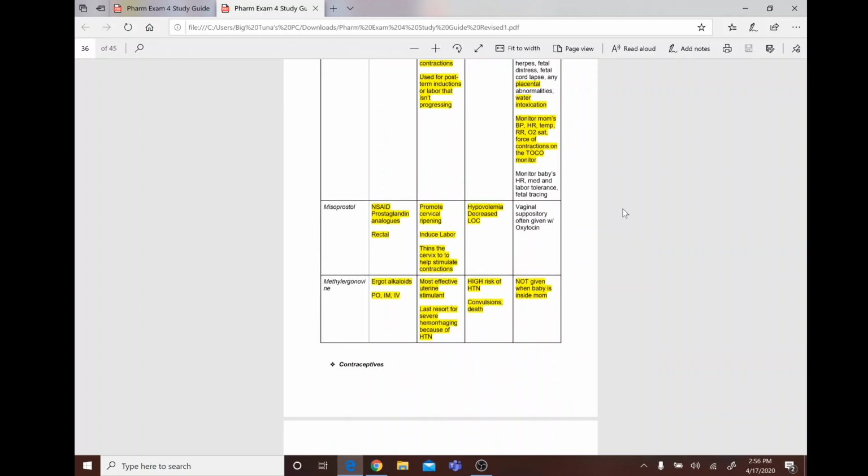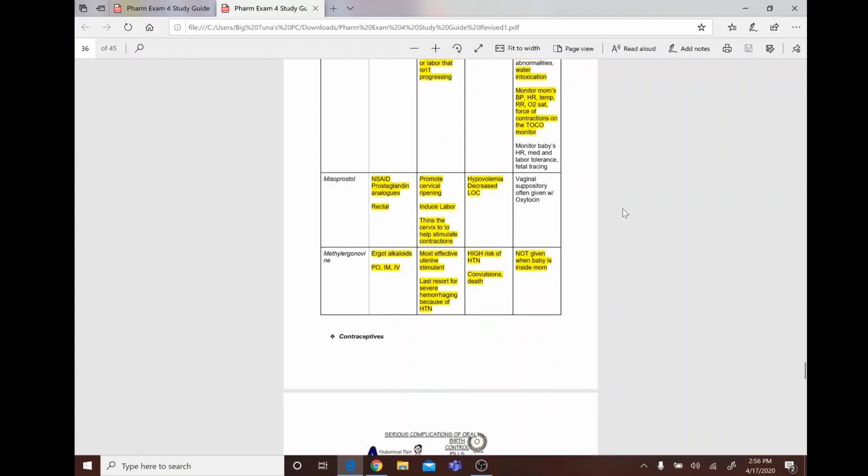What is the drug class of misoprostol? NSAID, prostaglandin analog. How do we administer misoprostol? Rectally. What is the mechanism of action of misoprostol? Promotes cervical ripening. What is misoprostol used for? To induce labor. What are the side effects of misoprostol? Hypovolemia, decreased LOC.